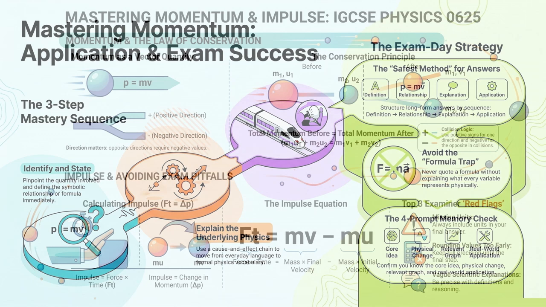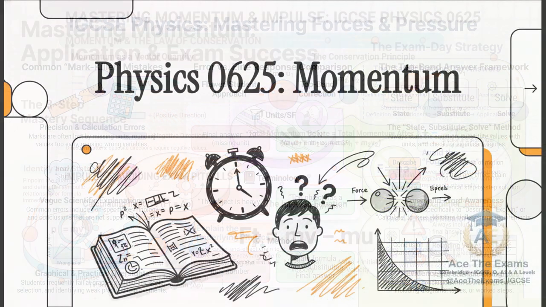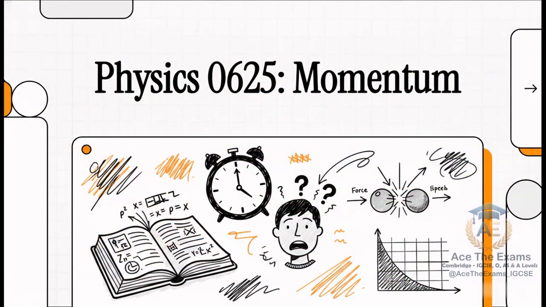Look at the answer on your screen. Left side, 2 out of 10. Right side, 9 out of 10. Same physics knowledge, completely different exam result.